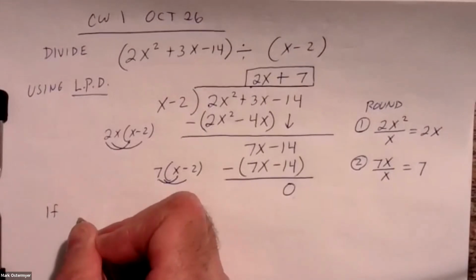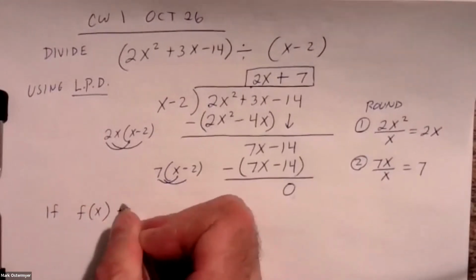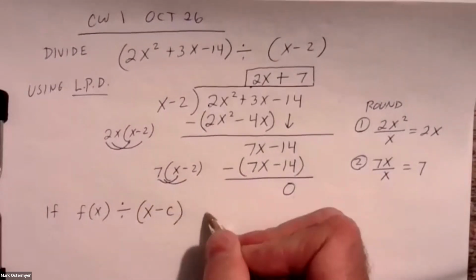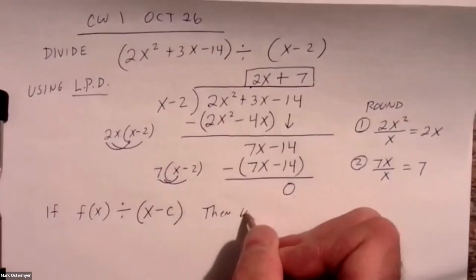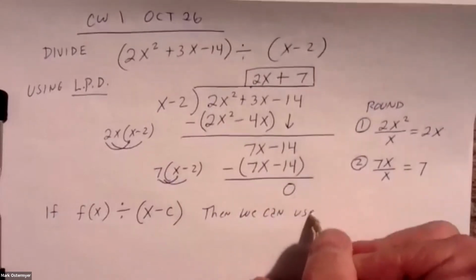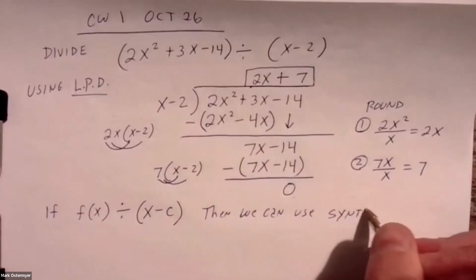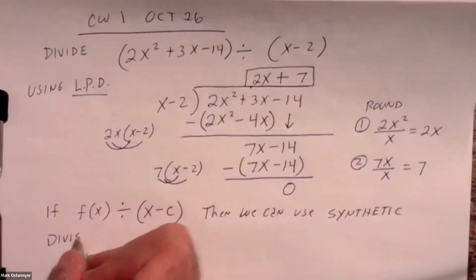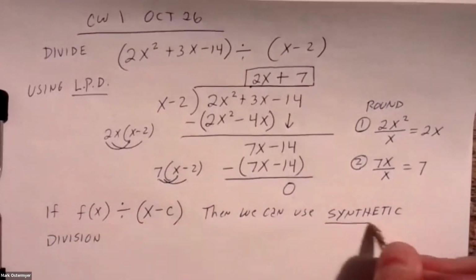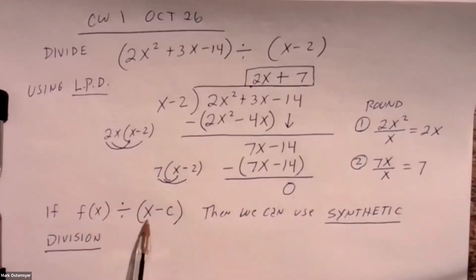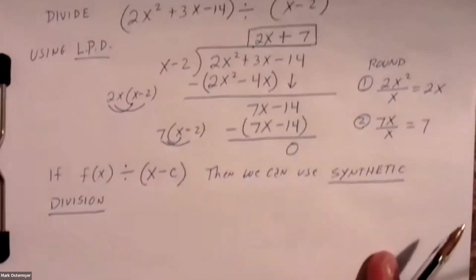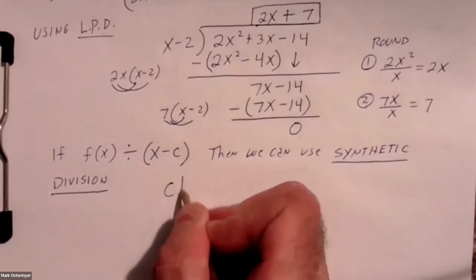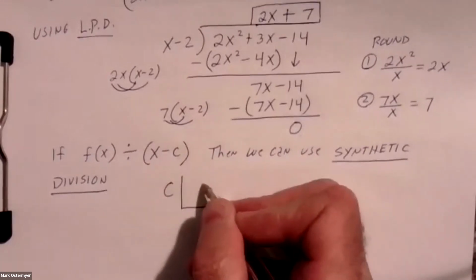If we take a polynomial function f of x and divide it by a binomial divisor that looks like this, x minus c, then we can use what is called synthetic division instead of long polynomial division. Synthetic division is a much more efficient way to divide a polynomial by a divisor that looks like this. In general, we always divide this number c into the coefficients of f of x.